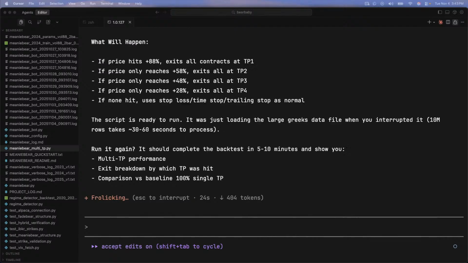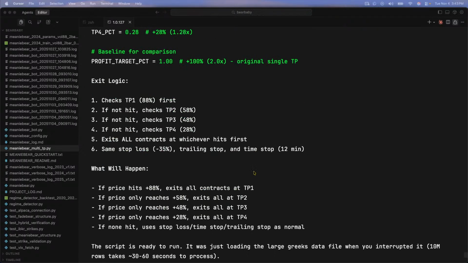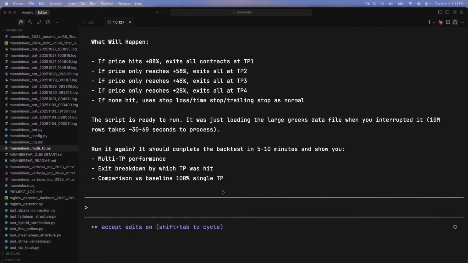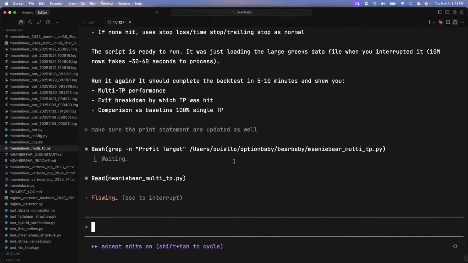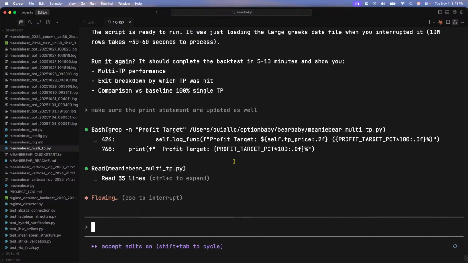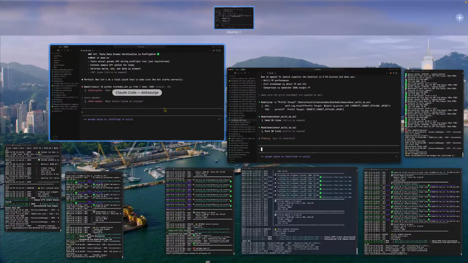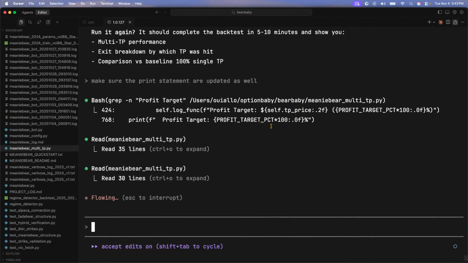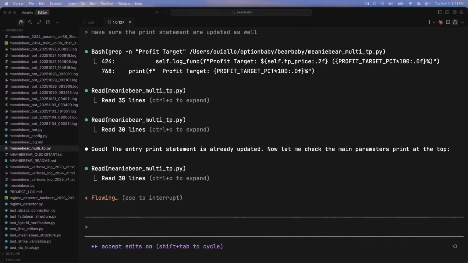All right, and this is just pretty much part of the process, right? Make sure the print statements are updated as well. That's really what I was looking for you to do, is update our print statements.